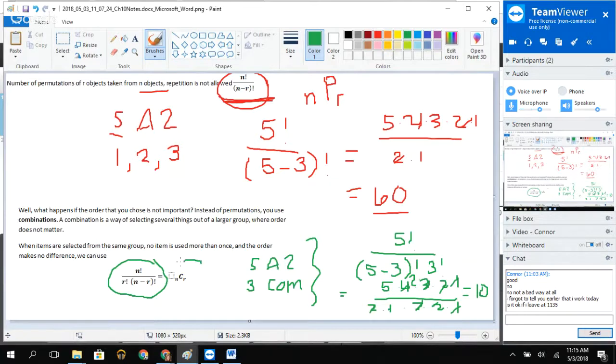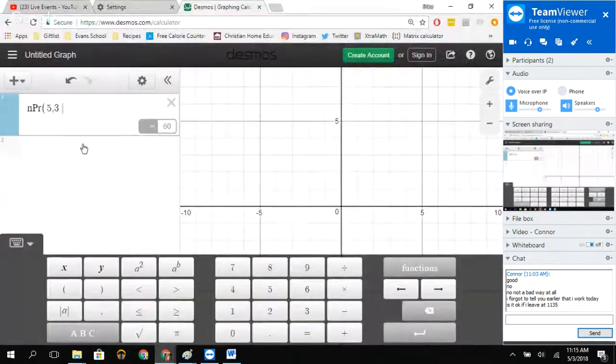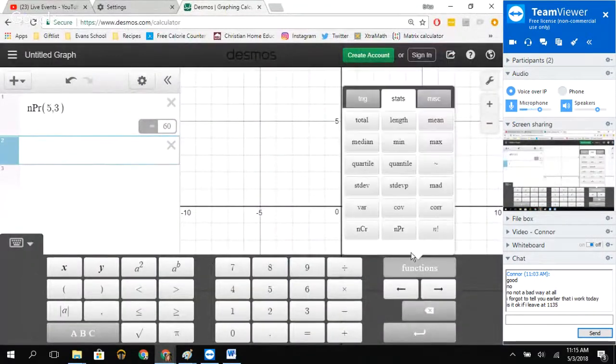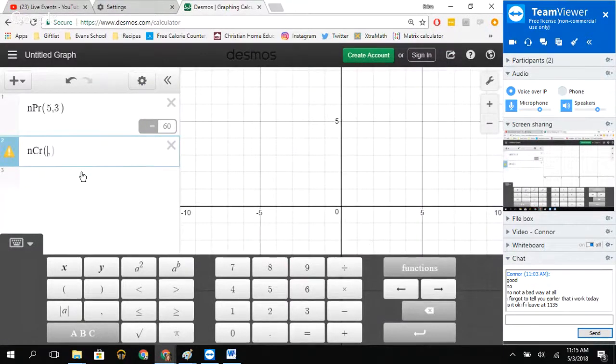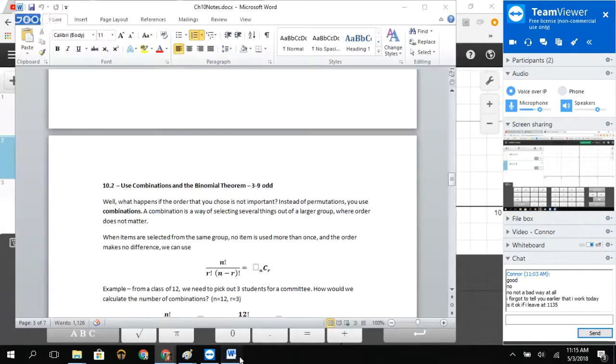You can see here, it's nCr instead of nPr. So again, Desmos will calculate this for you. And you probably saw it right next to the nPr. So nCr, the number choose a certain number out. So if we choose 3, there we go. We have 10 from that. So that was my cheesy problem with that.